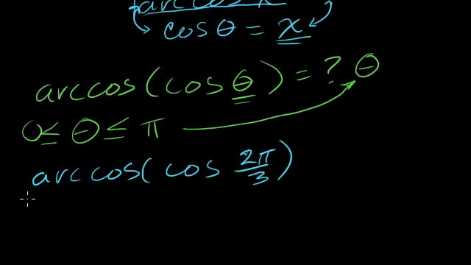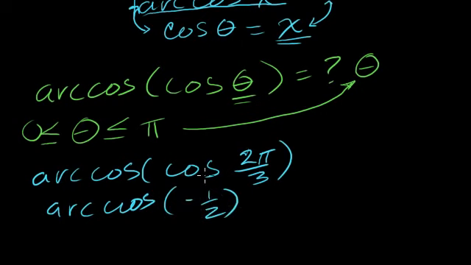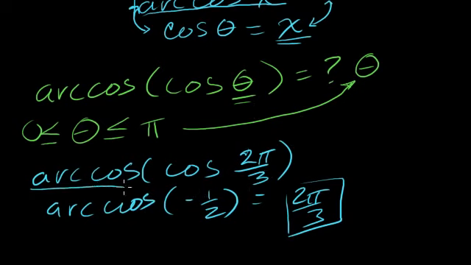Cosine of 2 pi over 3 radians, that's the same thing as the arc cosine of -1/2. Cosine of 2 pi over 3 is -1/2. We just saw that in the earlier part of this video. And then we solved this. We said, oh, this is equal to 2 pi over 3. So if theta is between 0 and pi, it worked. And that's because the arc cosine function can only produce values between 0 and pi.